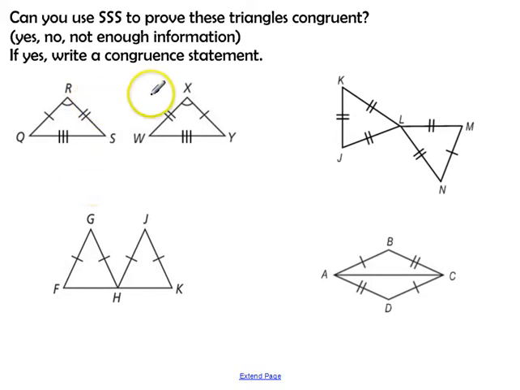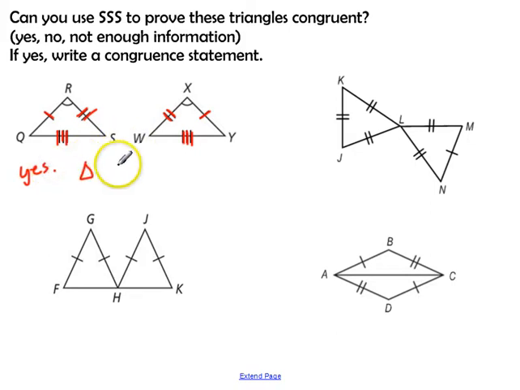When we look at these first 2 triangles, we have one side marked with 1 that corresponds to this one. This 2 corresponds to this one. And this side marked 3 corresponds to this one. So since we have 3 sets of corresponding sides, we can say yes, the triangles are congruent. So then we need to write a congruent statement.